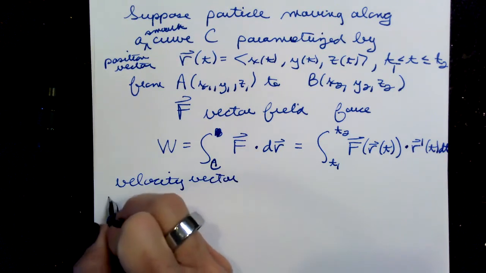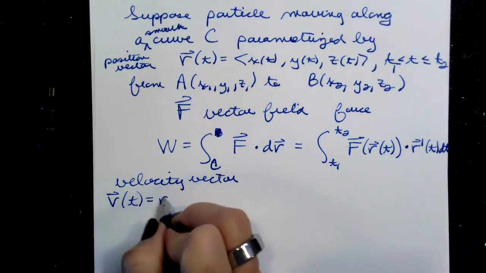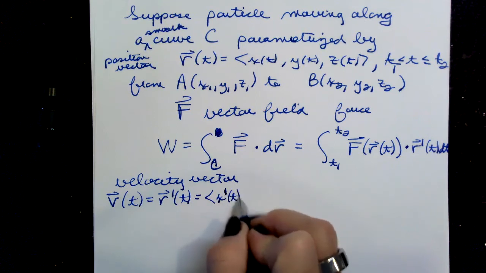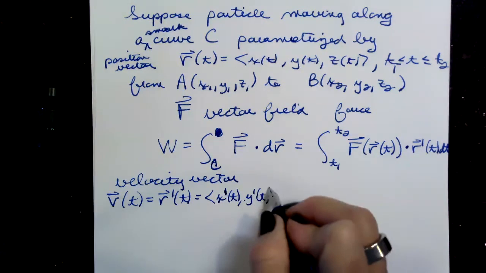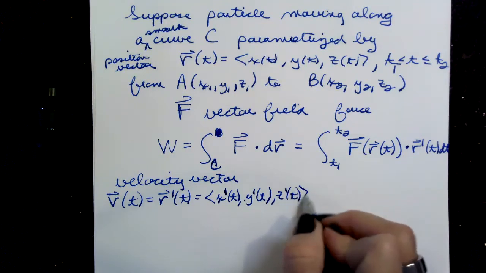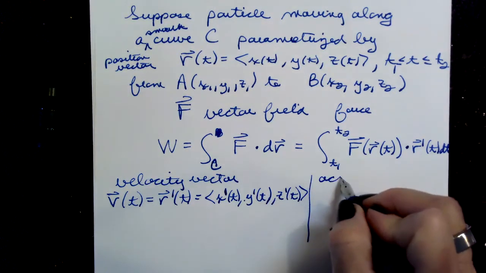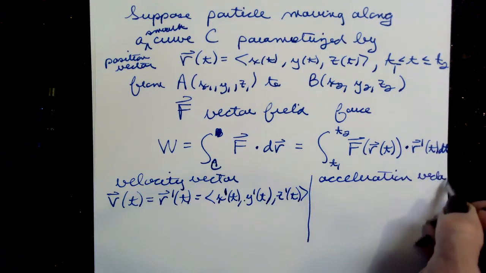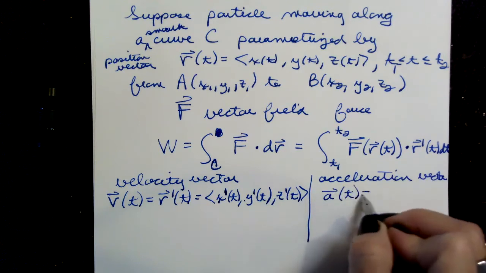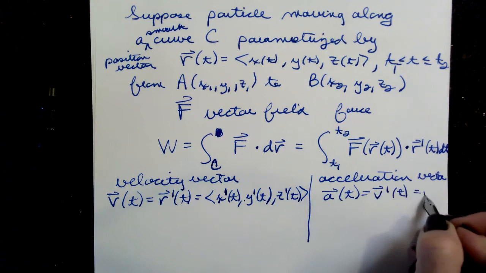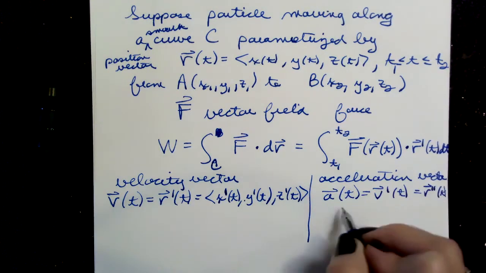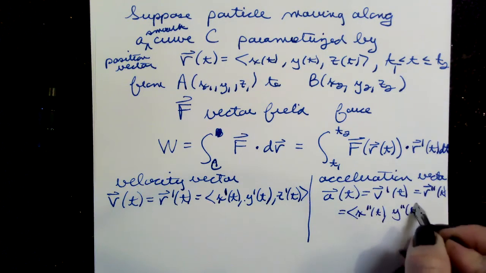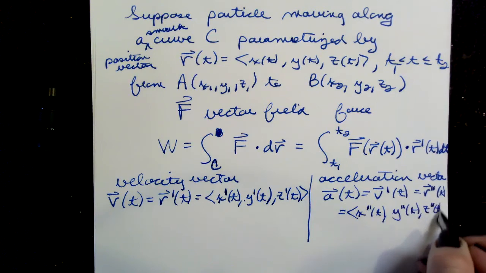The velocity vector is v of t, which is R prime of t. If you wrote that out in components, that's x prime, y prime, z prime. Okay. And what's the acceleration vector? So a of t is v prime of t, which is R double prime of t. And so that's x double prime, y double prime, z double prime.